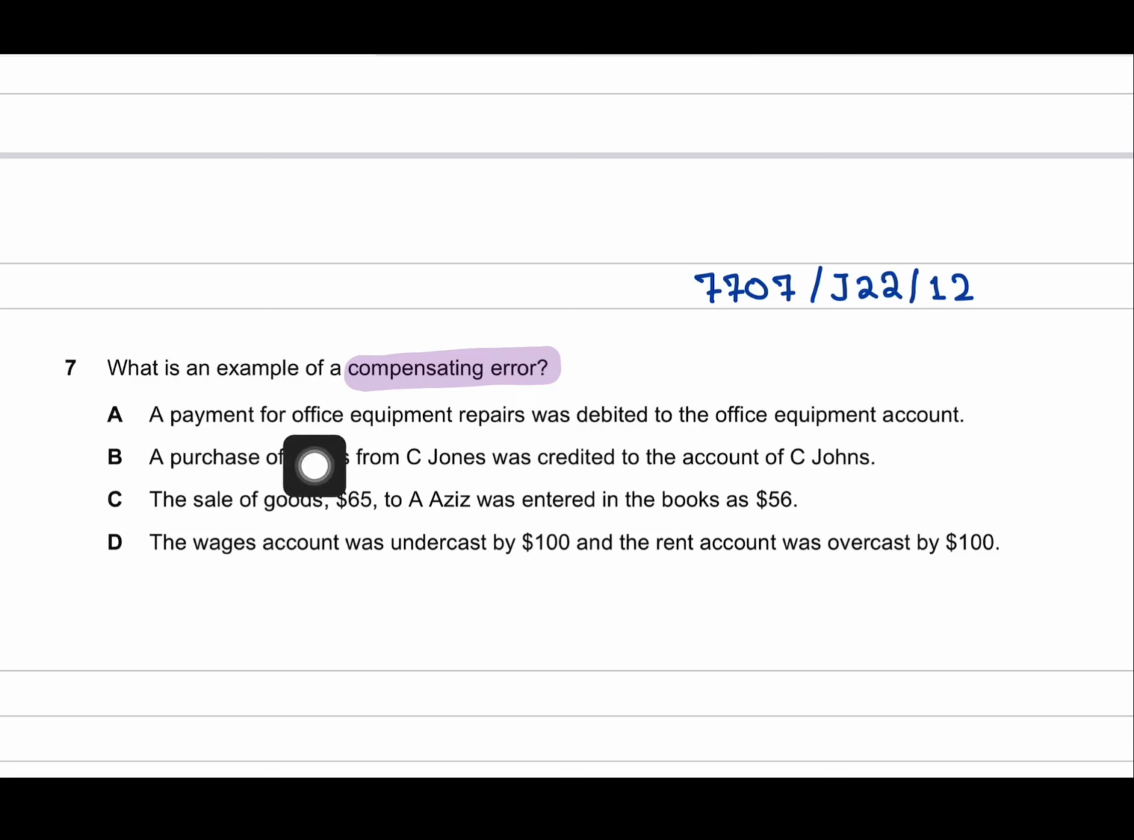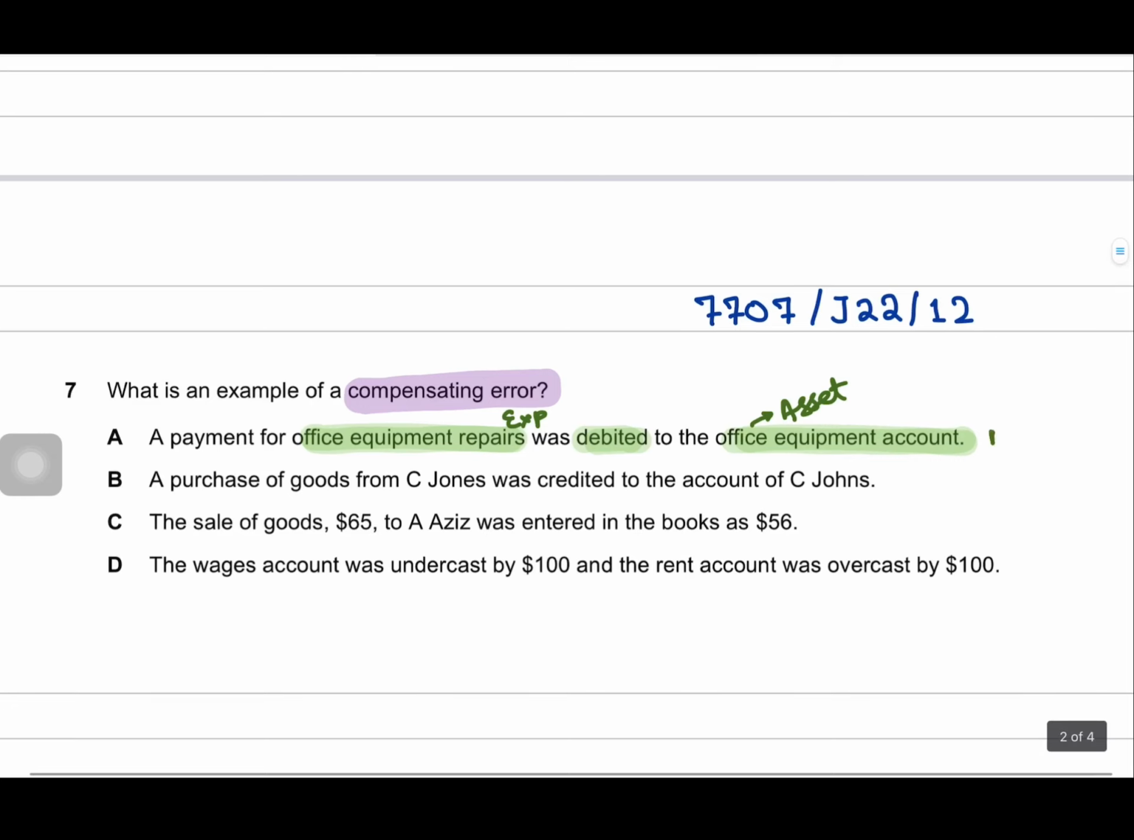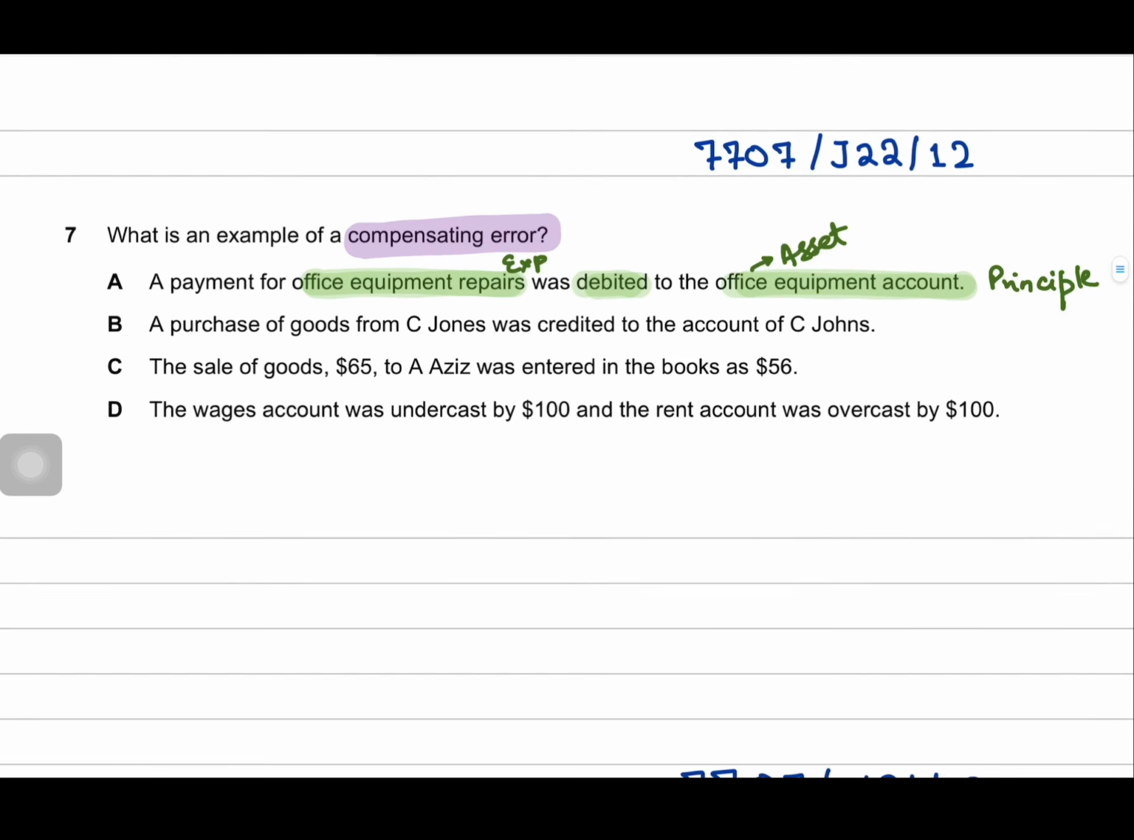Option A says a payment for office equipment repairs, so this is an expense, was debited to the office equipment account. So what should have been done? I should have debited my repairs account, which was an expense for the business. However, what have I debited? I have debited my office equipment account, which is a non-current asset for the business. So is this an example of compensating error? No, it's not. But what is this? This is the error of principle, right? Because the class of account in which the transaction is recorded is different. One was an expense, and the one in which it is recorded is an asset account. So this is not the correct option.